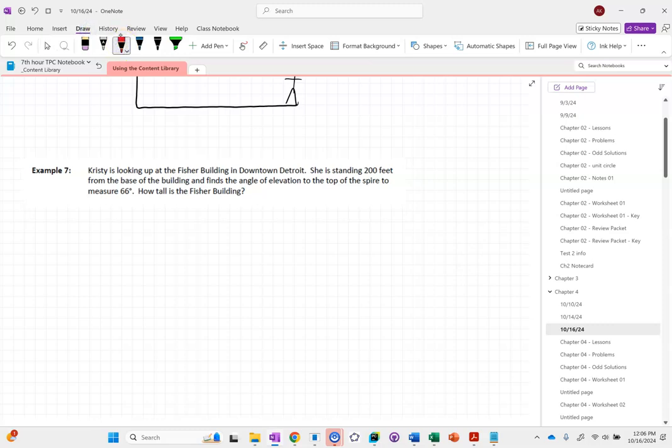Here it says, Christy is looking at the Fisher Building in downtown Detroit. She is standing 200 feet from the base of the building and finds the angle of elevation to the top of the spire to measure 66 degrees. How tall is the Fisher Building?